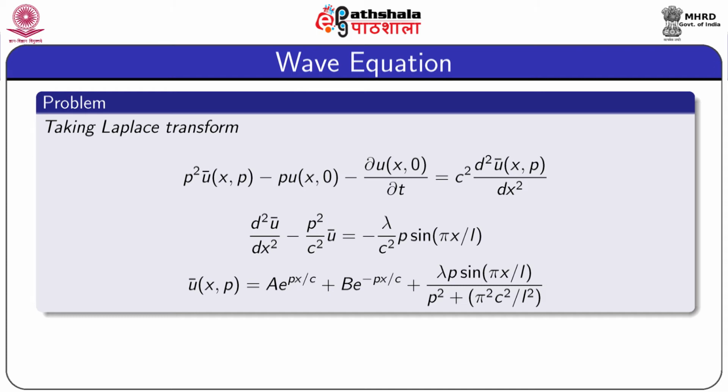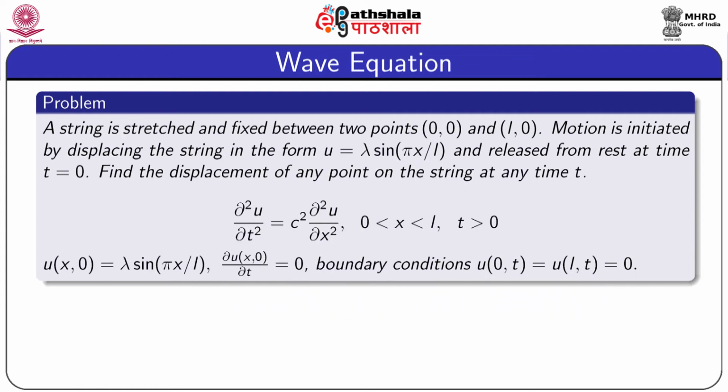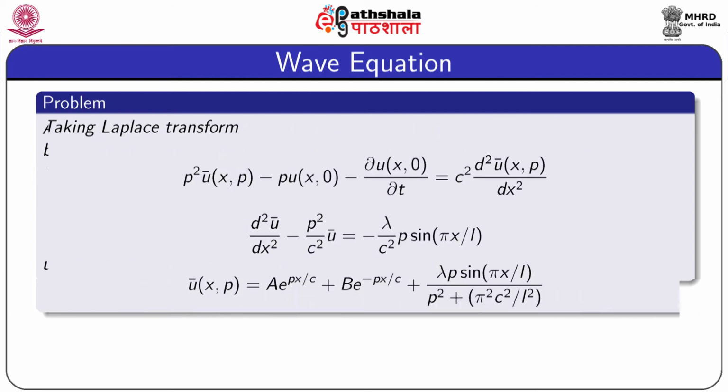The value of u x 0 is given. The value of u x 0 is lambda sin pi x by L, and the value of del u del t is 0. So, if you substitute these values, the first equation can be written in the form d 2 u bar dx square minus p square by c square u bar is equal to minus lambda by c square p sin pi x by L, and this is an ordinary second order differential equation. This is not homogeneous.